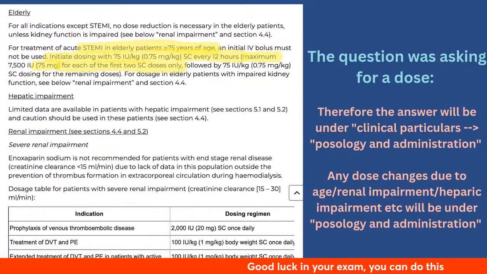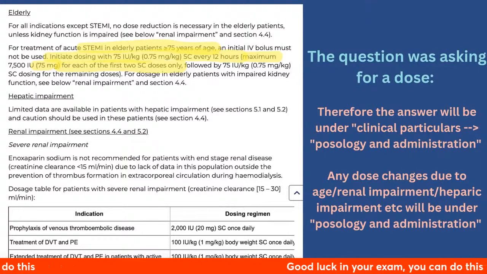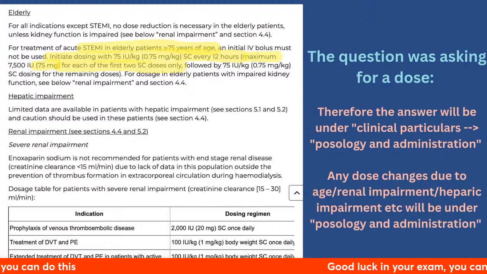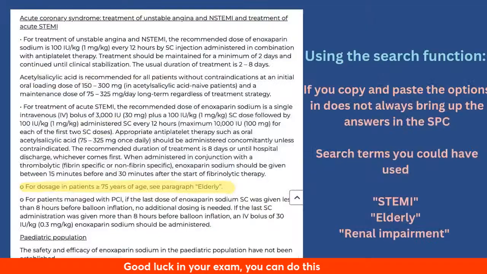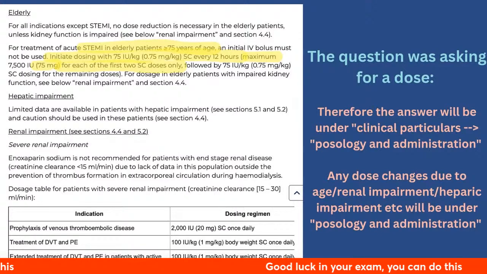Then essentially when you go to the elderly section, it tells you patients with a STEMI, elderly, 75 years or over, the dose is going to be 0.75 milligram per kilogram every 12 hours with a maximum of 75 milligrams. We know from the question the patient weighs 120 kilos. We have it highlighted, 120 kilos here. So that actually comes to 90 milligrams BD, but it says maximum of 75 milligrams twice a day. That is going to be the maximum dose that the patient can have.